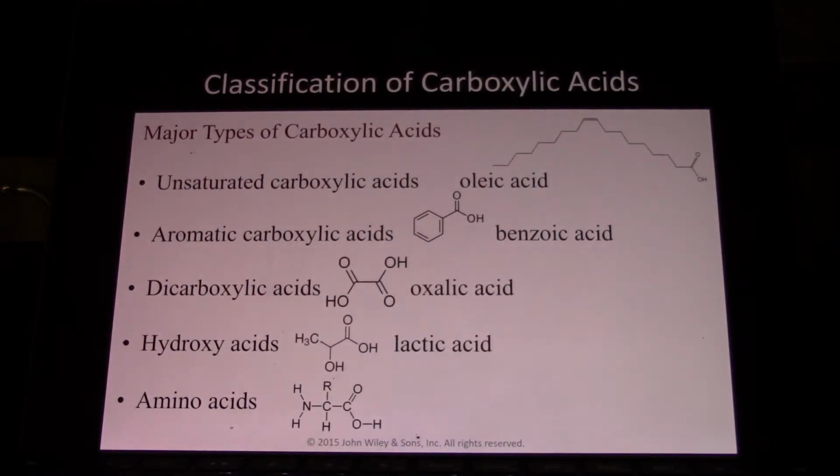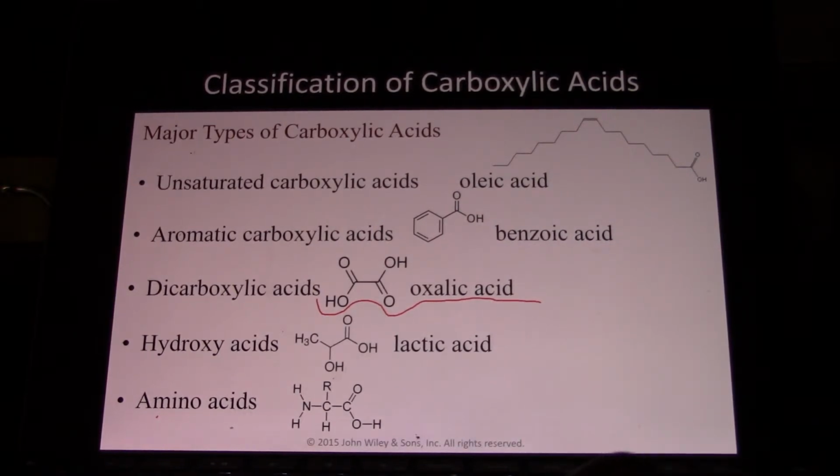Major types of carboxylic acids. You have saturated, just straight single bonds. Aromatics, like benzoic acid. Dicarboxylic acids, like oxalic acid. Oxalate is what kidney stones are made out of, and so it's found in large amounts in rhubarb leaves, which is why you eat the stem of rhubarb, but you could never eat the leaf of rhubarb because they're poisonous, because they have oxalic acid.